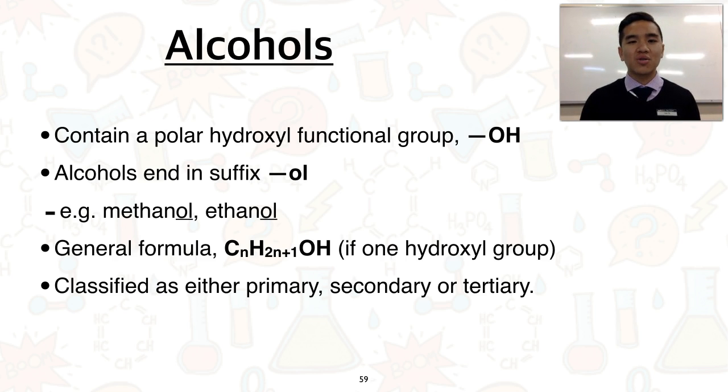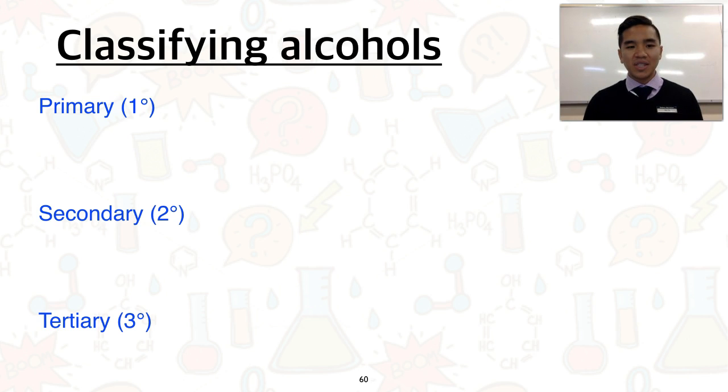Provided that we have one hydroxyl group, alcohols also conform to a general formula. That would be CnH2n+1OH. And we like to keep the OH together just to indicate that it is an alcohol. We can also classify alcohols as either primary, secondary, or tertiary. To have a look at this, what we have to consider is where this hydroxyl group is bonded, so what carbon it's bonded to, and then from there work out how many other carbon atoms that carbon is bonded to.